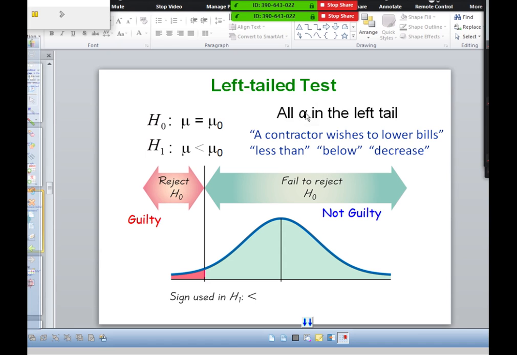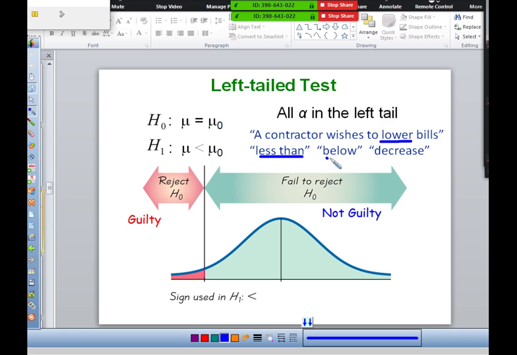The sign after that is alpha. That's a Greek A. All alpha in the left tail, then contractor wishes to lower bills, less than, below, decrease. So these are all the words. Someone asked me earlier, how do I know if it's left-tailed or right-tailed? This is how you know. If your claim involves words like lower, less than, below, decrease, those are all left-tailed words.